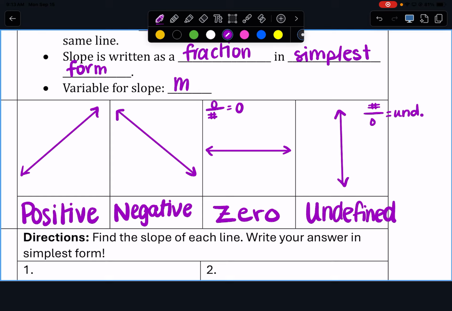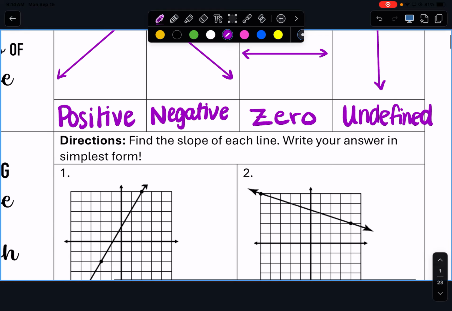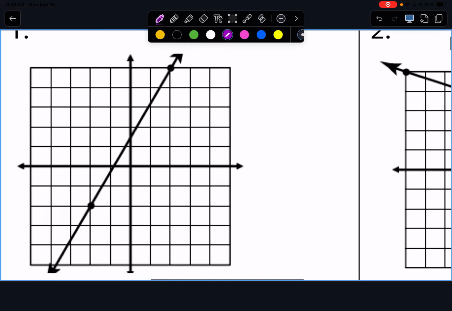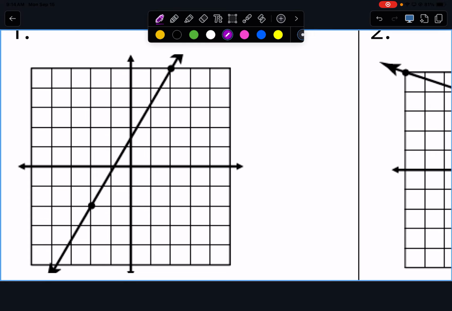And then we're going to identify our slope graphically and algebraically. So we're going to start with graphically because all we have to do is look at the picture. Okay, so to find the slope of the graph of each line, we're going to write the answer in simplest form. So when we're finding slope on a graph, we are looking for the rise over the run. So we read a graph from left to right every time, okay? So I'm going to look from one point to the other. So here I'm going to go from this point to this point.